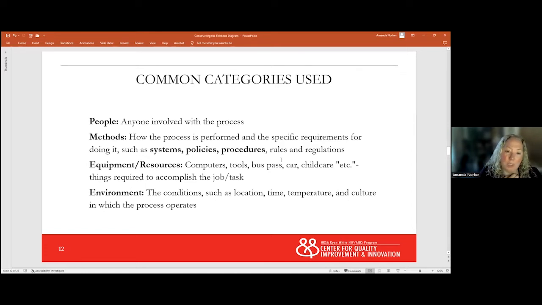There are different ways that we can do this, but people, so anyone who's involved in this. So we use Elaine's example. The people involved might be her, it might be family members of her, it might be friends of her. We want to think of methods, the process that is performed to a specific requirement for doing it, such as what are the systems, the policies, procedures, rules, regulations. Now, for Elaine's example, it would be more, where's the TV? What are the methods to getting at it? What are the things that are keeping her up too late? Is it a continual scrolling situation? What is that? And that also gets into some of the equipment.